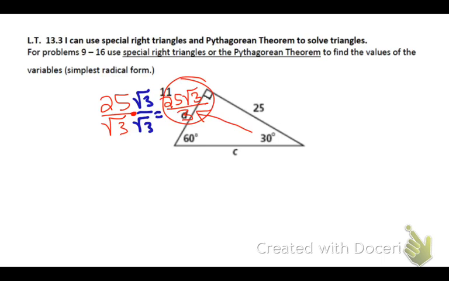And then for the hypotenuse, it's always double whatever the 30-degree leg is. So if you double this, that just means you multiply the top number by 2. So that would be 50 radical 3 divided by 3.